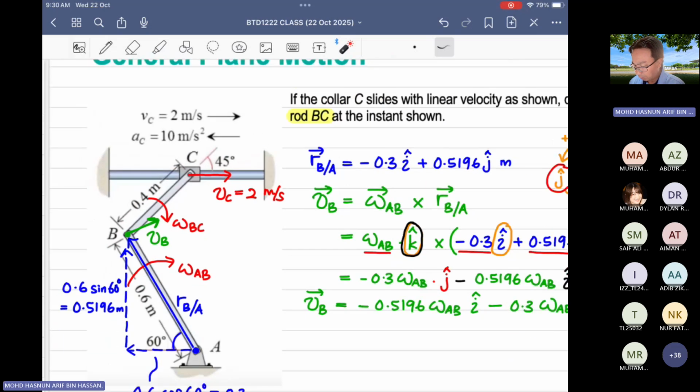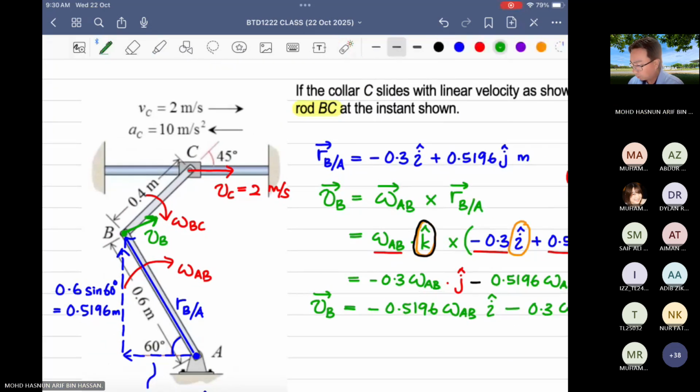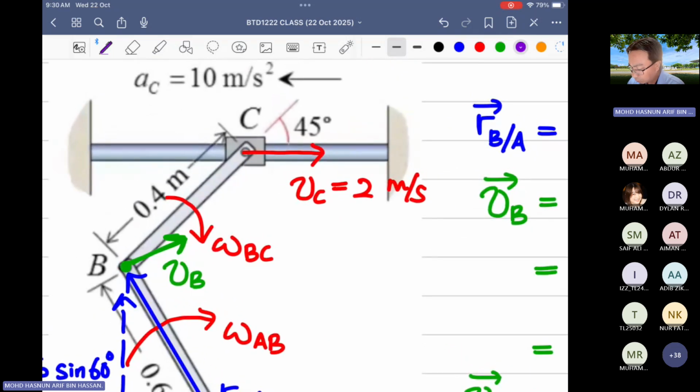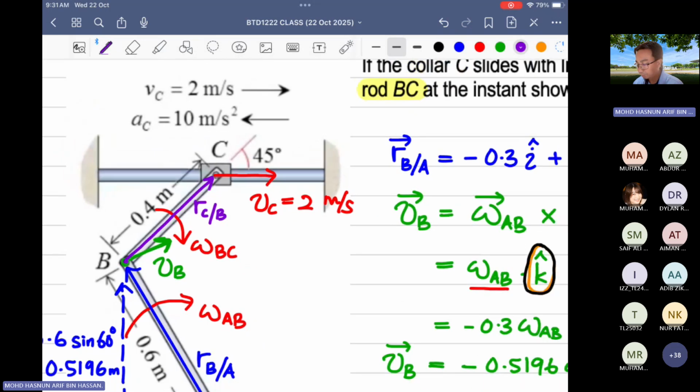So we follow this AB direction. AB is pointing upwards. So next we will start with point B pointing to C. This will be your next position vector, which is RC/B, because B is now the reference point.